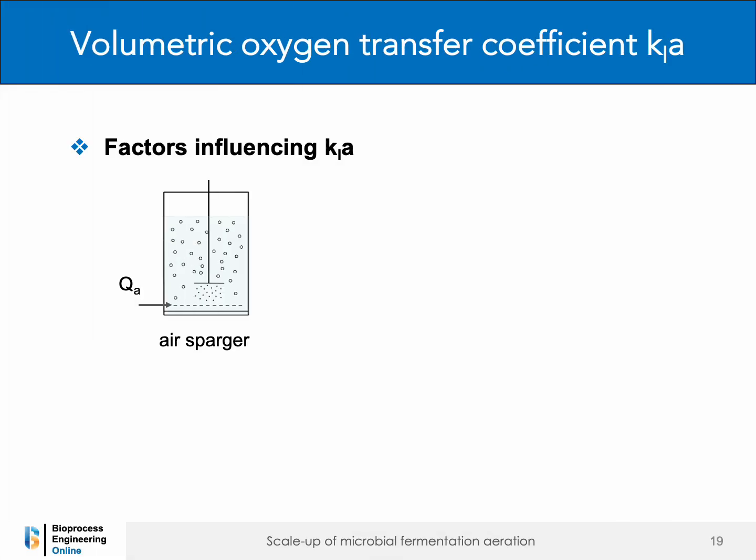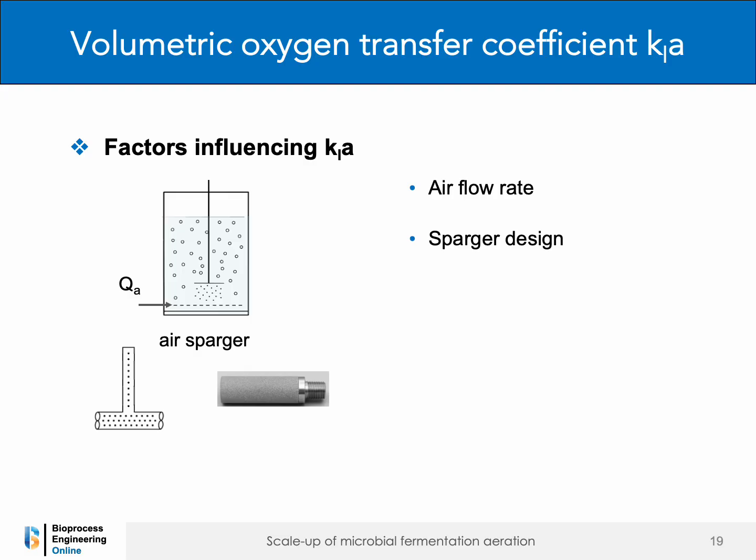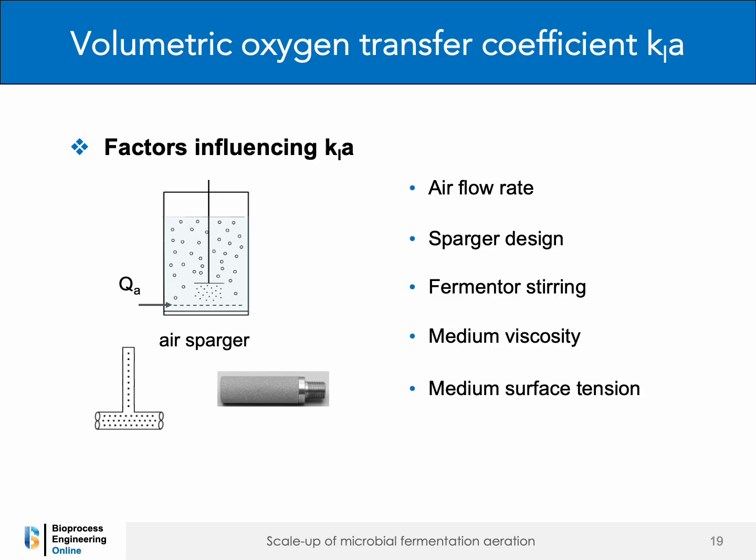The volumetric oxygen transfer coefficient, KLA, is influenced by several operational and physical factors, including the airflow rate introduced into the fermenter, which affects gas holdup and bubble size distribution. The sparger design, such as drilled hole spargers or macroporous spargers, which determines the initial bubble size. The impeller stirring rate, which controls bubble breakup, dispersion, and liquid side mass transfer. The viscosity of the fermentation medium, which influences bubble rise velocity and liquid phase diffusivity. The surface tension of the medium, which affects bubble formation and stability.